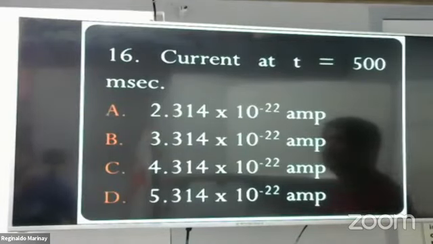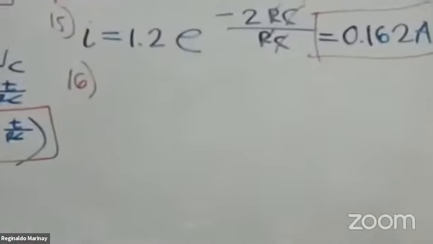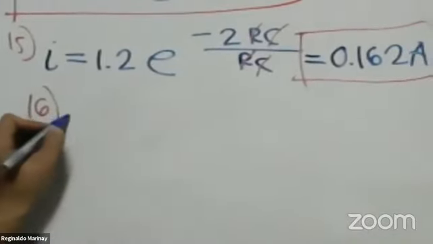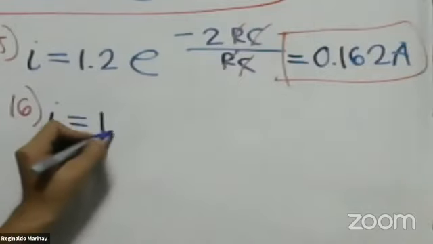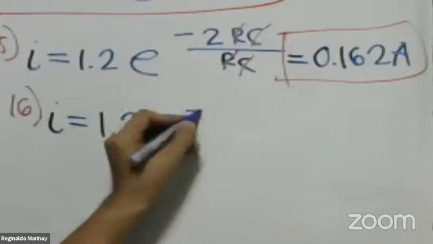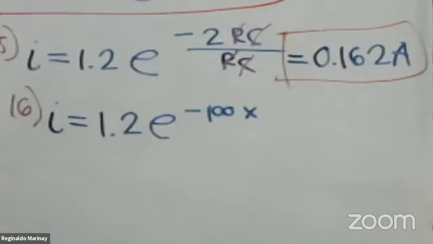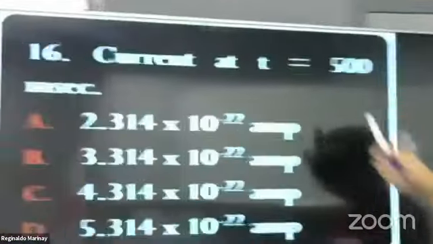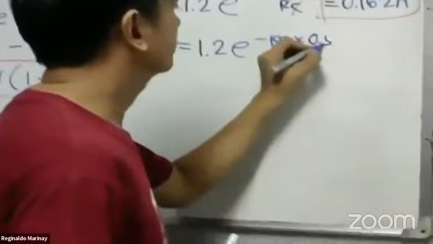Let's have number 16. The current at time 500 milliseconds. Okay, let's go over here. We have 1.2 e raised to negative 100t. Okay, what is our time? 500 milliseconds. So we have to move the decimal to the left, no? So we have 1, 2, 3. That is 0.5 of a second.